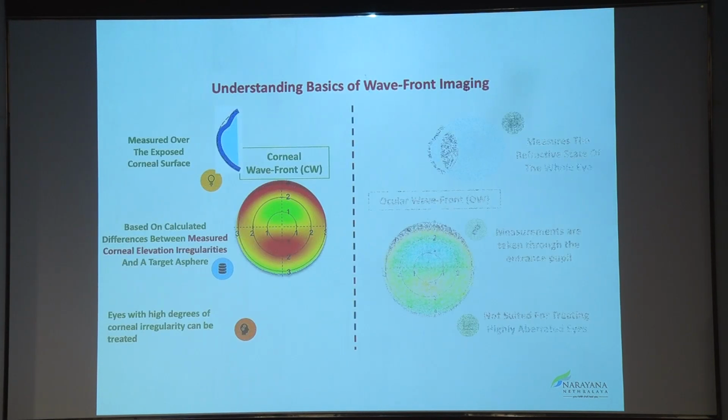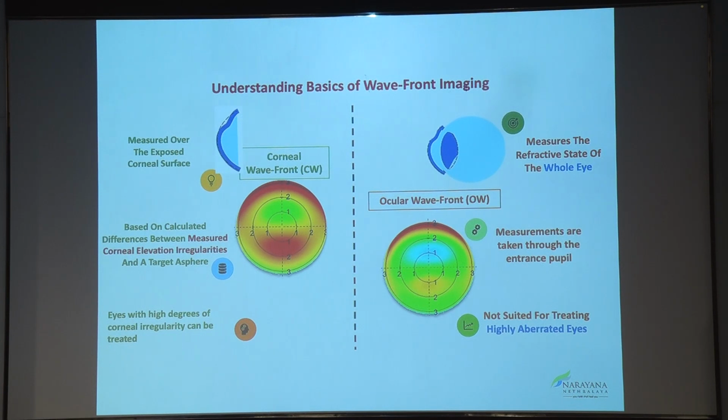So let's understand the basics of wavefront imaging. It can be either corneal wavefront or ocular wavefront. Corneal wavefront is measured over the exposed corneal surface area, and it's based on the calculated differences between the measured corneal elevation irregularities and the target sphere. Eyes with a high degree of corneal irregularity can be treated with this treatment.